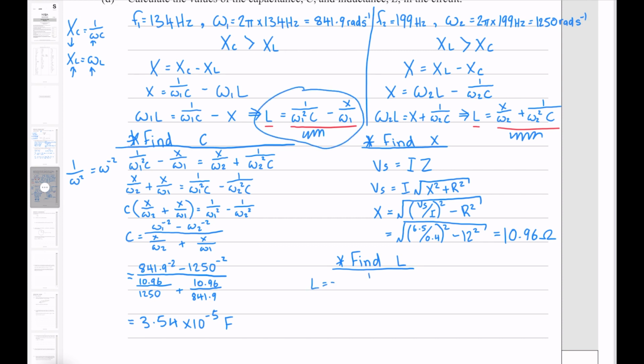Putting our numbers straight on in, which gives me 0.0268, and our units are, of course, henries.